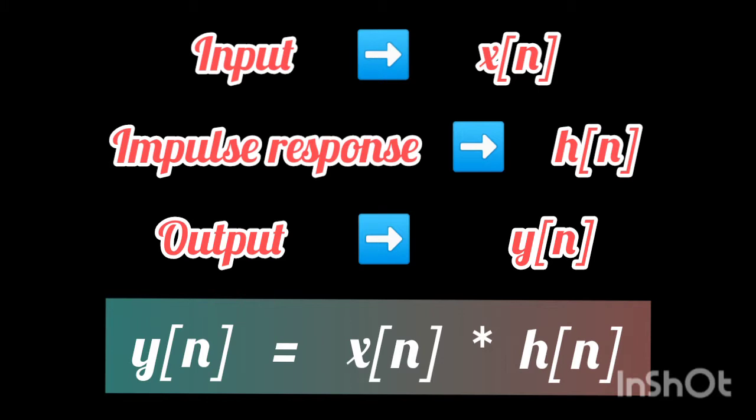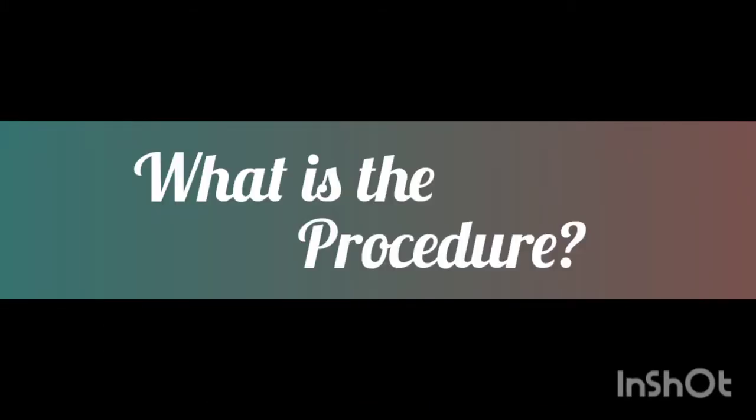Here the input is given as x of n and the impulse response is given as h of n. With these two the output is calculated and it is denoted as y of n. Linear convolution is quite often used as a method of implementing filters of various types. Now let's see the procedure in the PC to compute this using the processor.